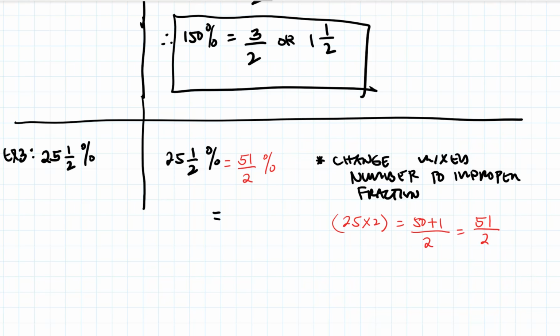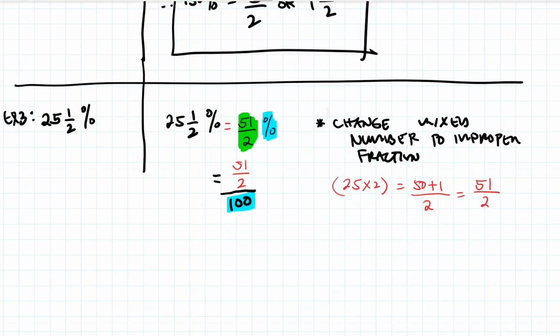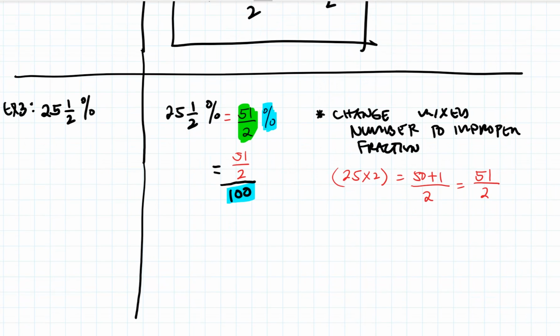Now, just like before, this number here would represent my numerator. So that would be 51 over 2. And then again, the percentage would denote the denominator of 100. Okay, so again, percent means 100, the denominator. We call this one a complex fraction.